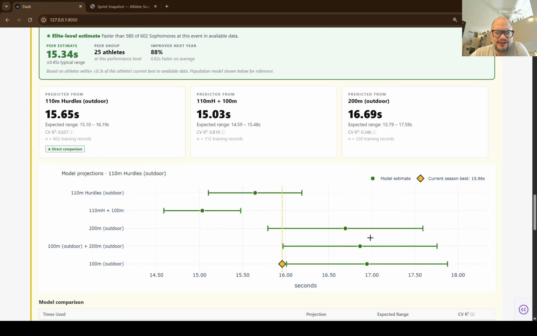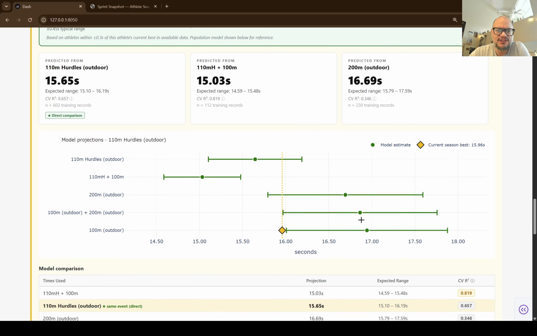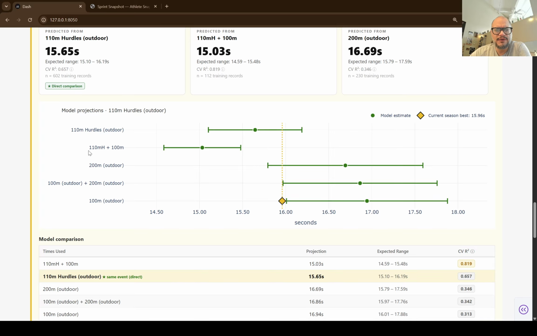One thing that we can see here is really when you just take the 200 by itself or any of the only track events, so excluding any of the hurdles, we're going to get slower estimates. And in that case, I mean, it is what it is. You're not gonna get a lot of information from this. I think the main one that we're gonna get information from is the 110-meter hurdles plus the 100 meters.